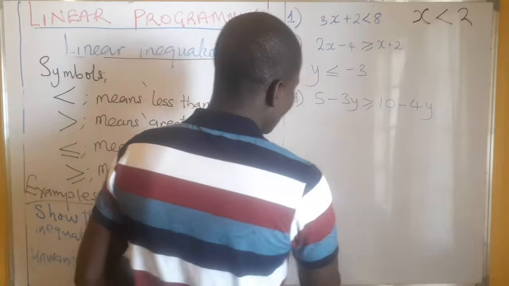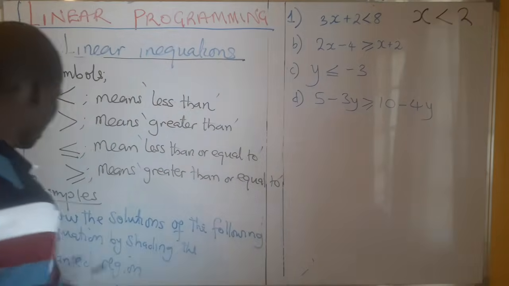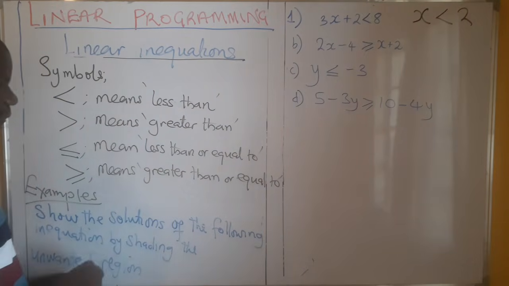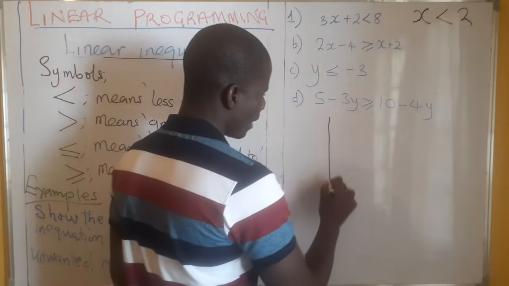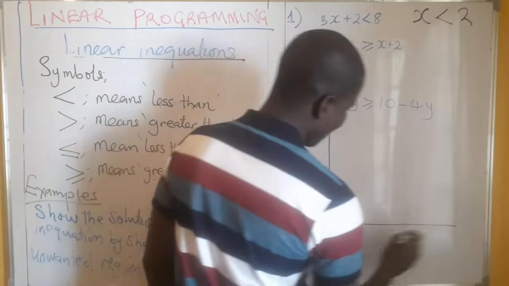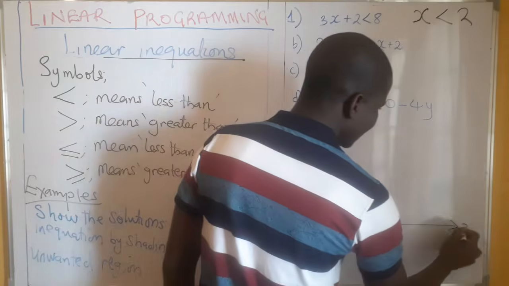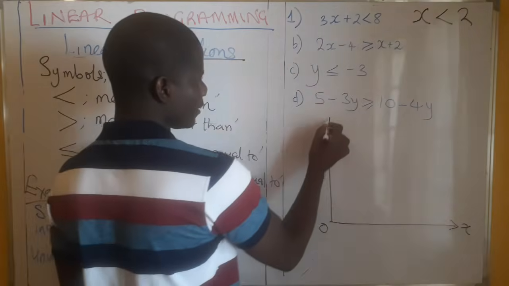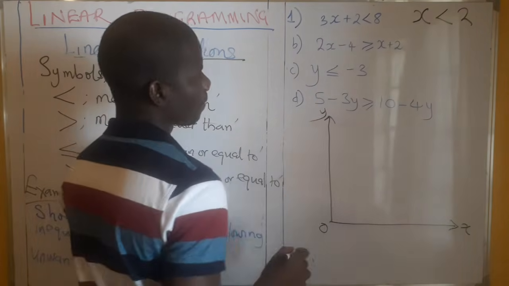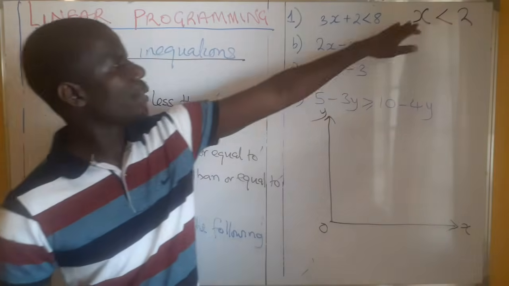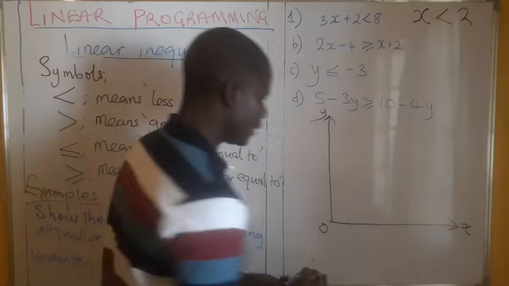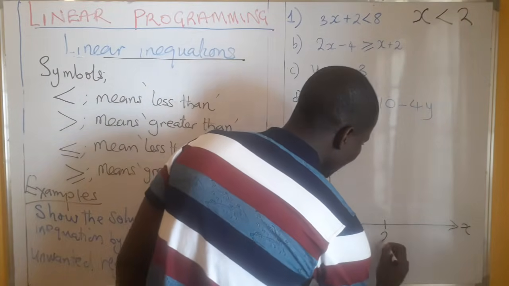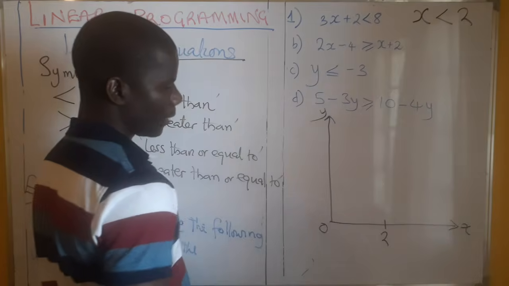Now, on the first one, because I want to look at inequalities by shading the unwanted region, I want to bring this one on the XOY plane. The XOY plane, where we have an x-axis, the origin was 0, then y here. Okay? So where do we have x is equal to 2? Let's take it that this one is our 2 here.